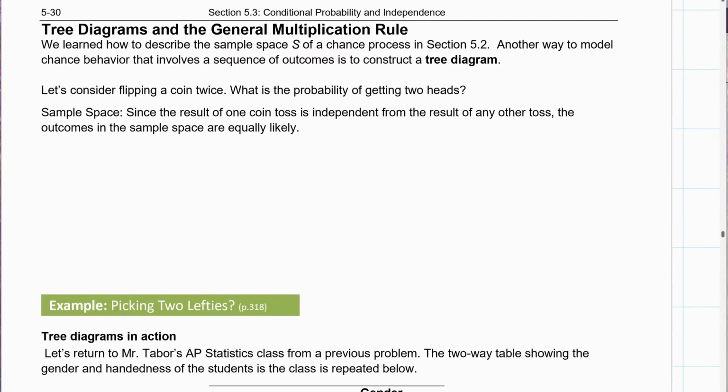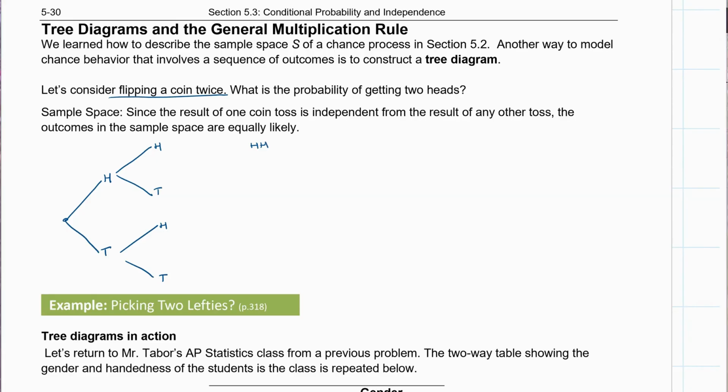Tree diagrams. One of the most useful tools in dealing with probability questions is the tree diagram. Let's consider flipping a coin twice. Let's build a tree diagram from there. So we always start at the beginning. That's a very good place to start. And we think about the first event and how that event may turn out. Well, if you flip a coin, you could get a head or you could get a tail. Now we're on to the second coin flip. After the first coin flip happens, you can get a head or a tail, or a head or a tail. And this allows us to specify the sample space.